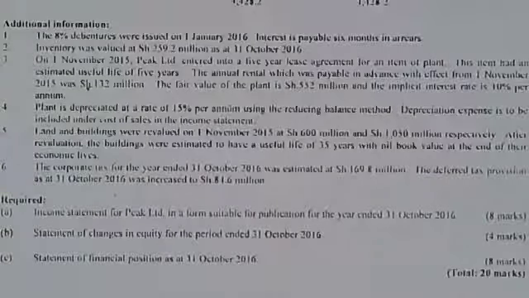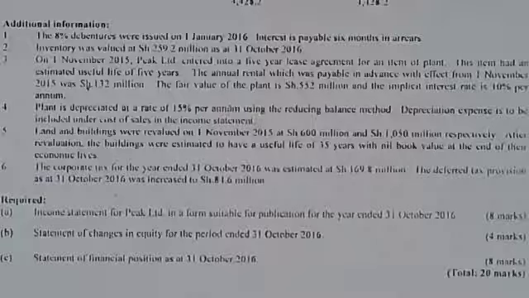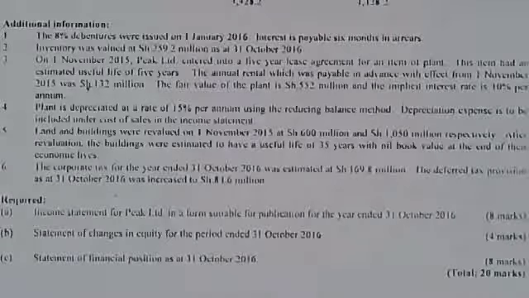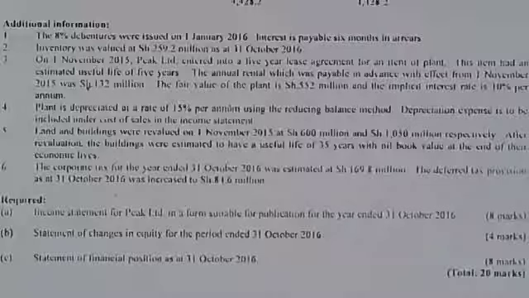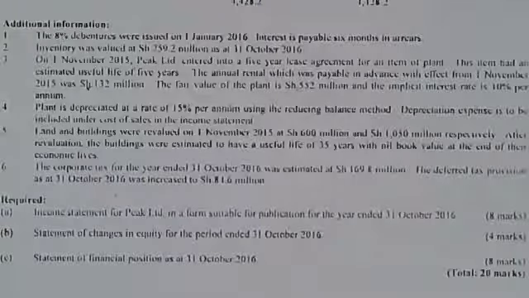Number four, plant is depreciated at the rate of 15% per annum using the reducing balance method. That means based on the net book value. Depreciation expense is to be included under cost of sales in the income statement. However, you have been told where to take that.